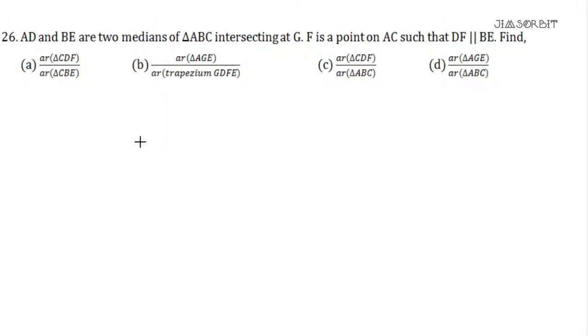Okay, this question is quite tricky, so please do understand it carefully. It is saying that AD and BE are two medians of a triangle ABC intersecting at G. I hope you know that wherever two medians intersect, that point is the centroid. Yeah, correct. And F is a point on AC such that DF is parallel to BE. We have to find all these 4 ratios. Correct, we will find it.